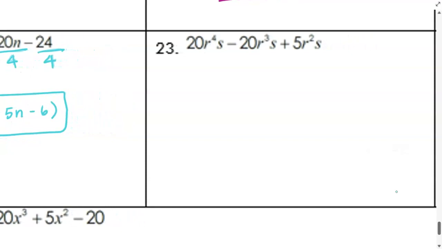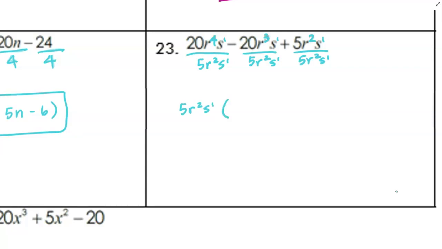Let's look at these three terms. What do they have in common? I definitely know that they have a 5 in common. 20 and 5 are both divisible. This is r to the fourth, r to the third, and r to the second. So r to the second. I have s to the 1, s to the 1, s to the 1, so I'm going to take an s to the 1 out. So I have a 5, r to the second, s to the 1.